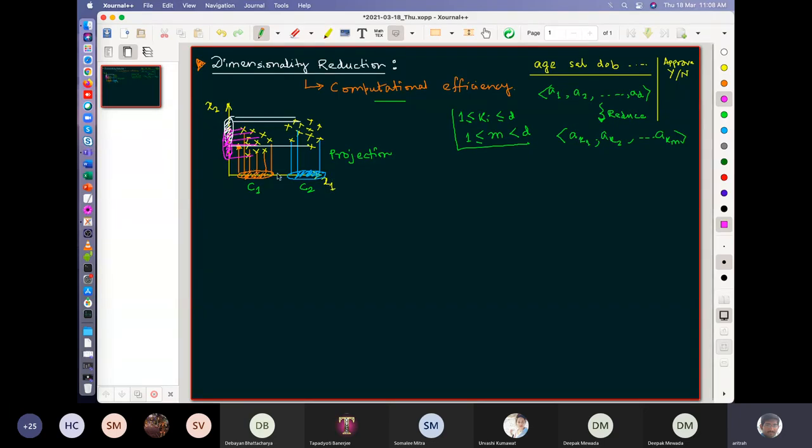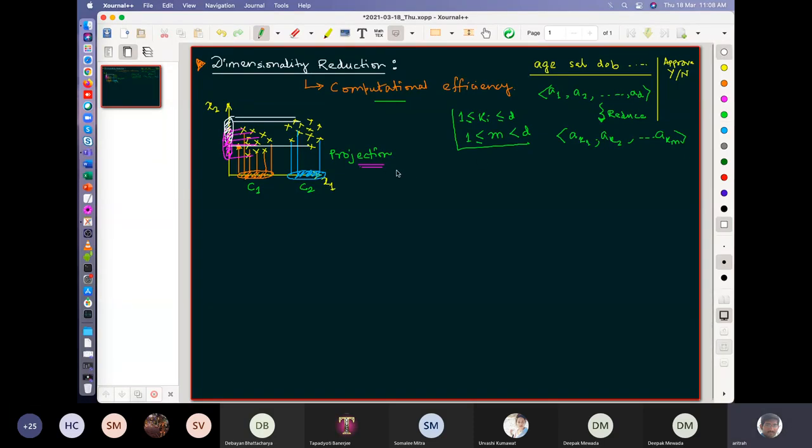So therefore, I need two things to define here formally. Whatever we are talking informally, two things we should define. What is projection, number one, and what is good projection or good selection of attributes, right? Because if I select x2 as my projection, then the separability becomes bad. So let us define these terms one by one.